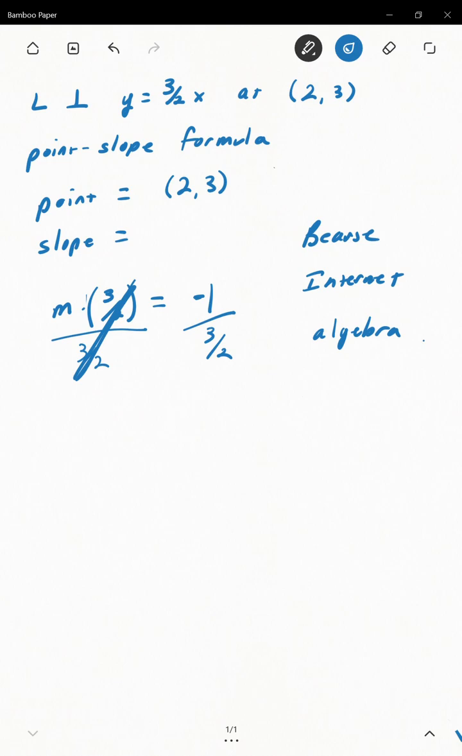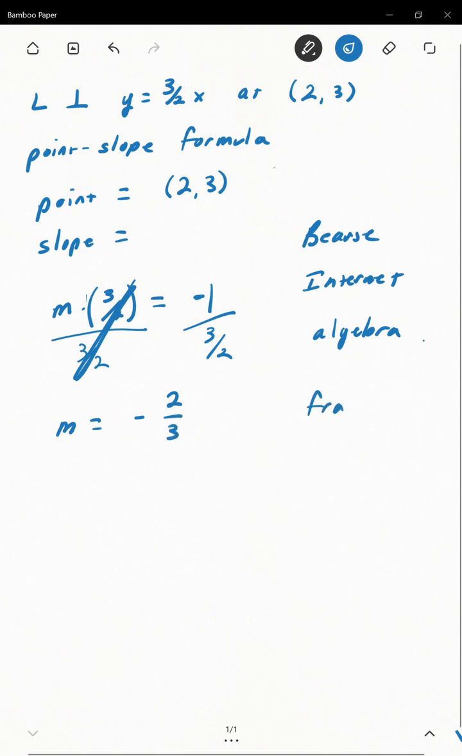So m equals -2/3 because fractions. So now we have a point and we have a slope. M equals -2/3, and we have to turn that into an equation.